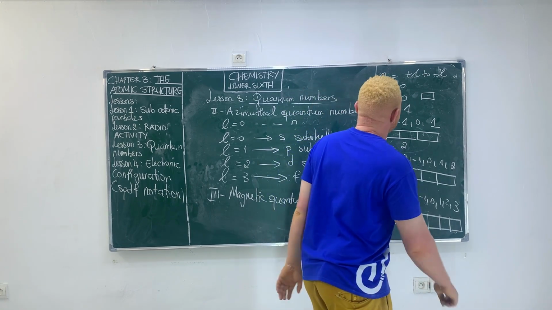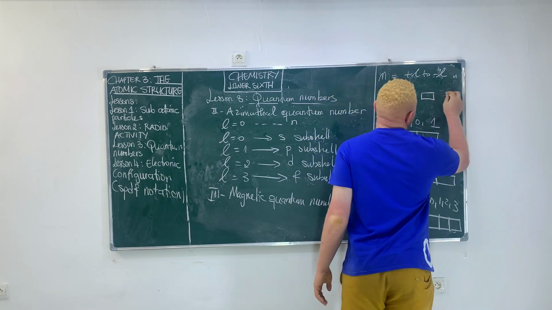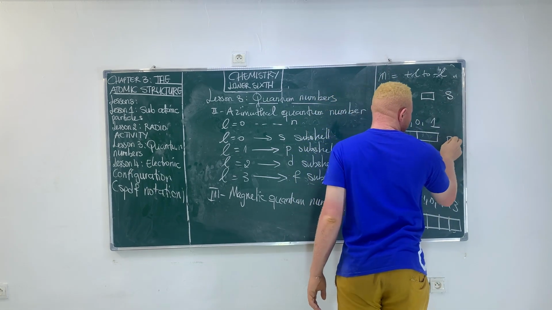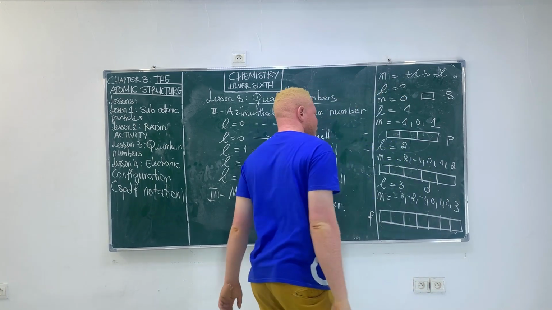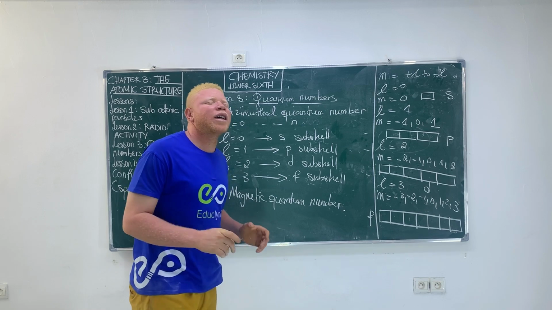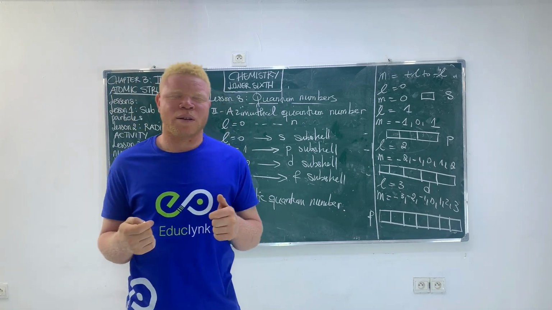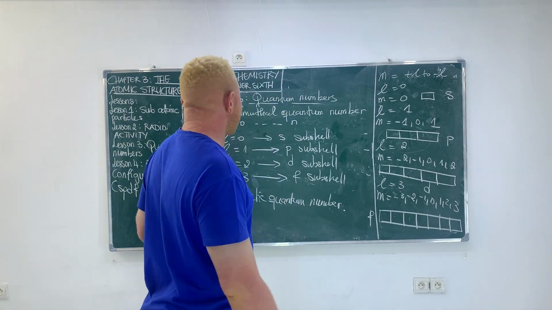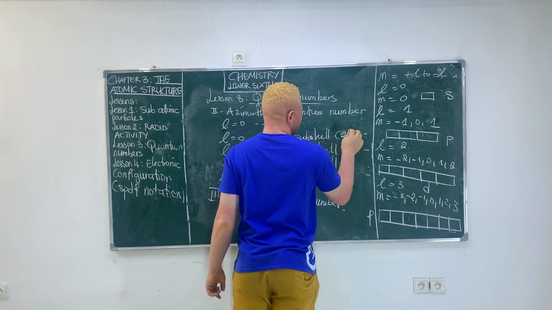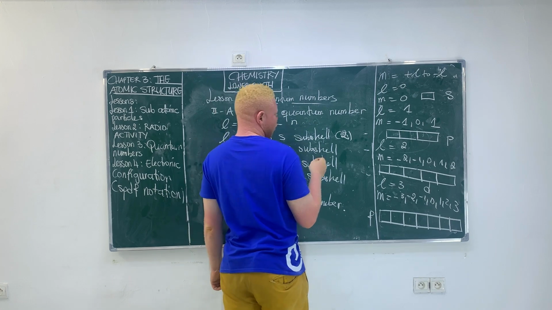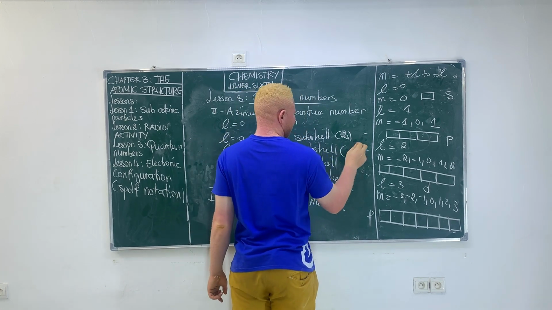That is why here, for l equals 0, we have the s. Here we have the p. Here we have the d. And here we have the f. Each quantum case carries a total of 2 electrons. It means that the s orbital takes a total of 2 electrons. The p subshell takes a total of 6.